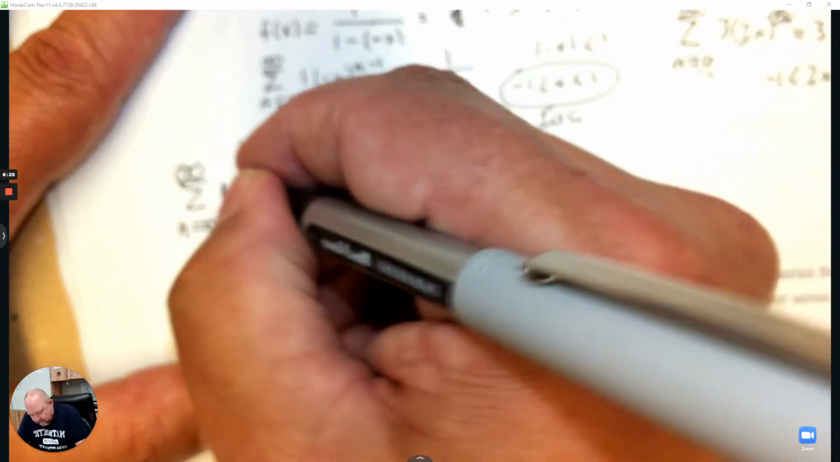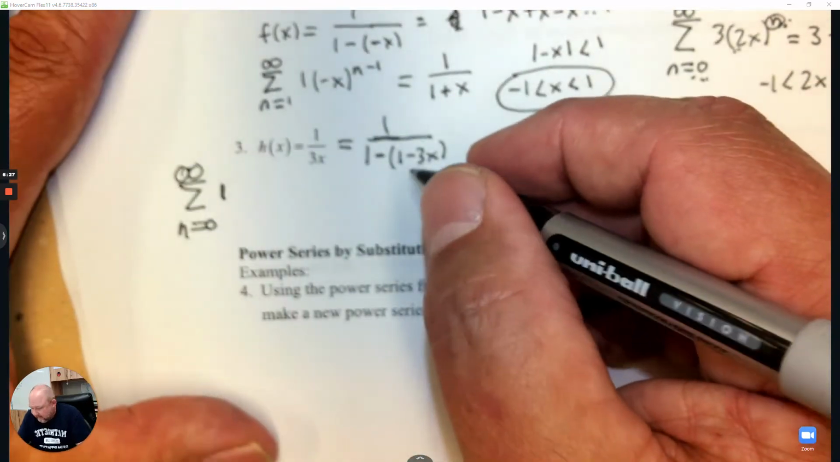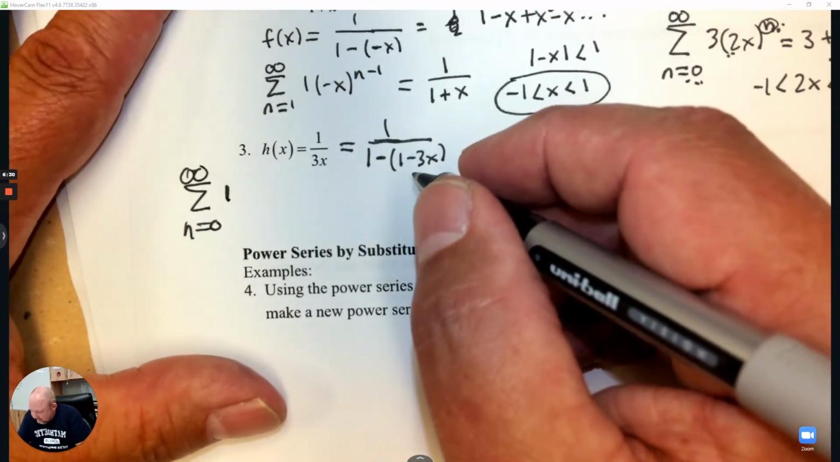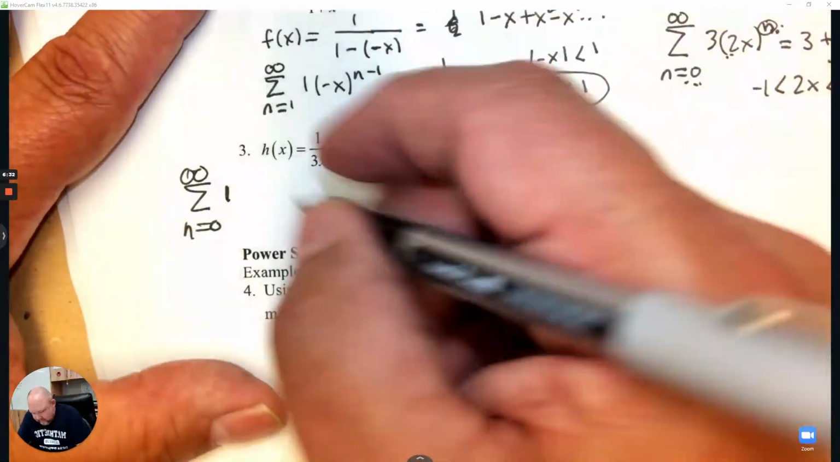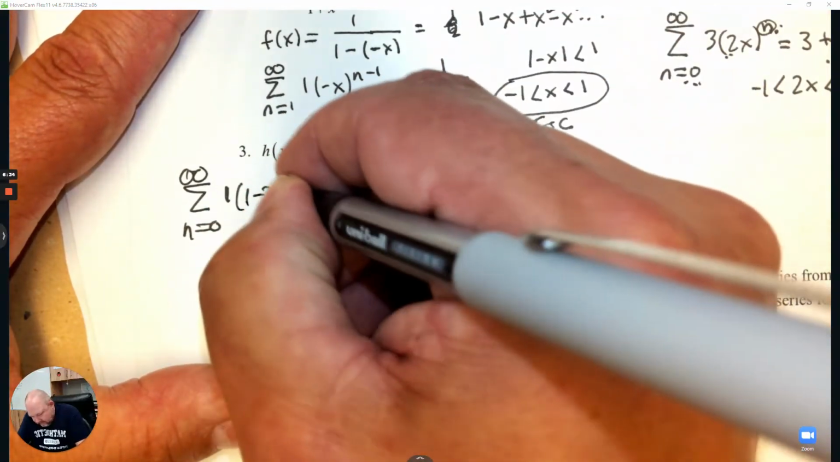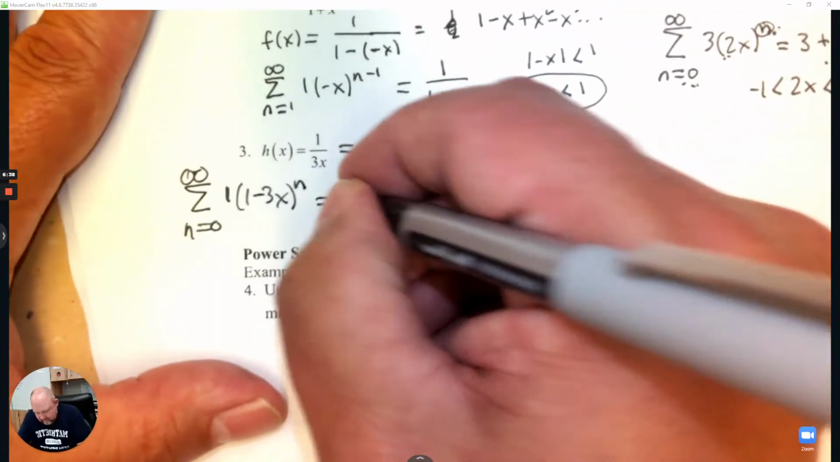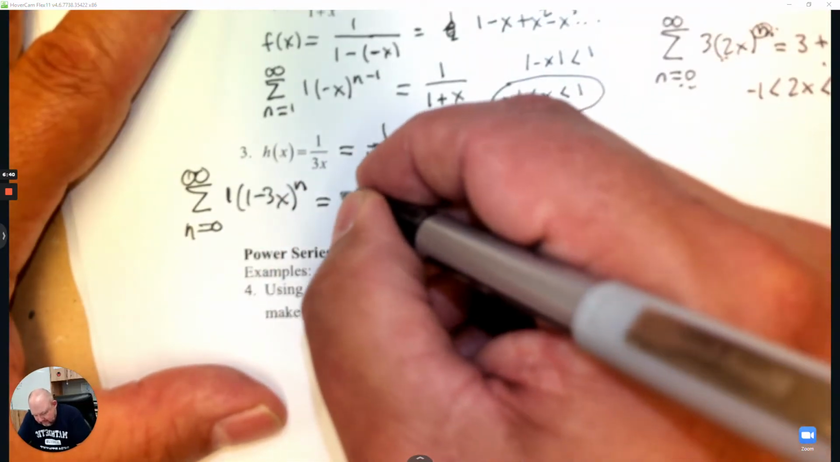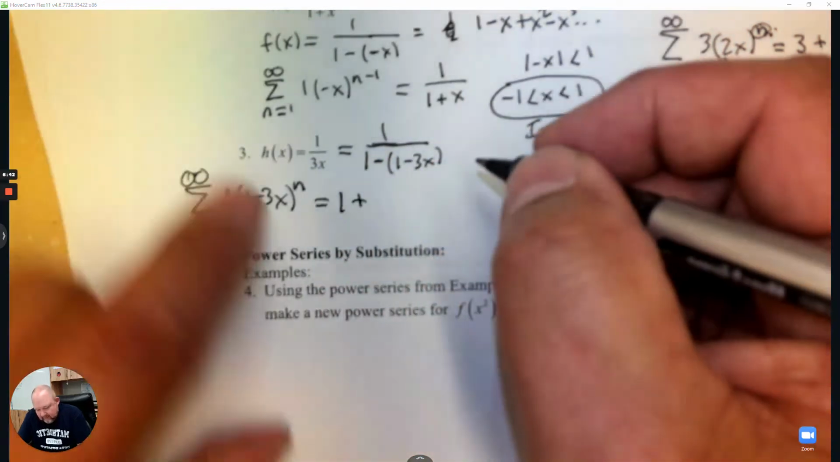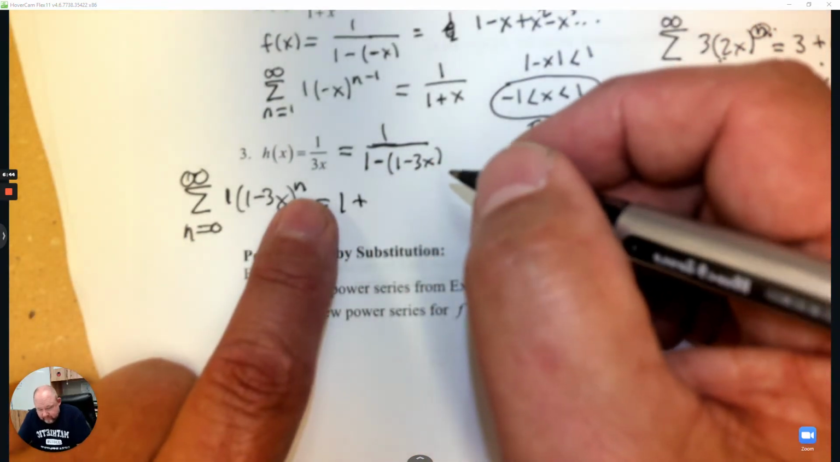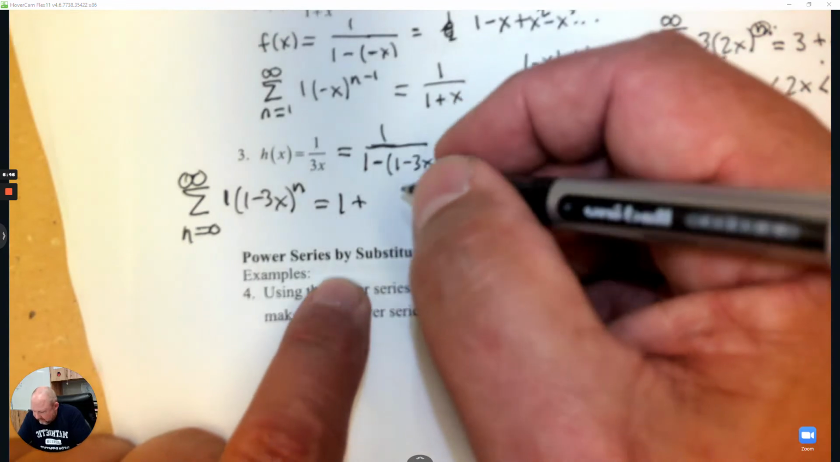When I write the sigma notation, we start with the first term, and then it's 1 minus 3x to the exponent n. That's the geometric power series. If I plug in 0, the answer is 1. If I plug in 1, the answer is 1 minus 3x.